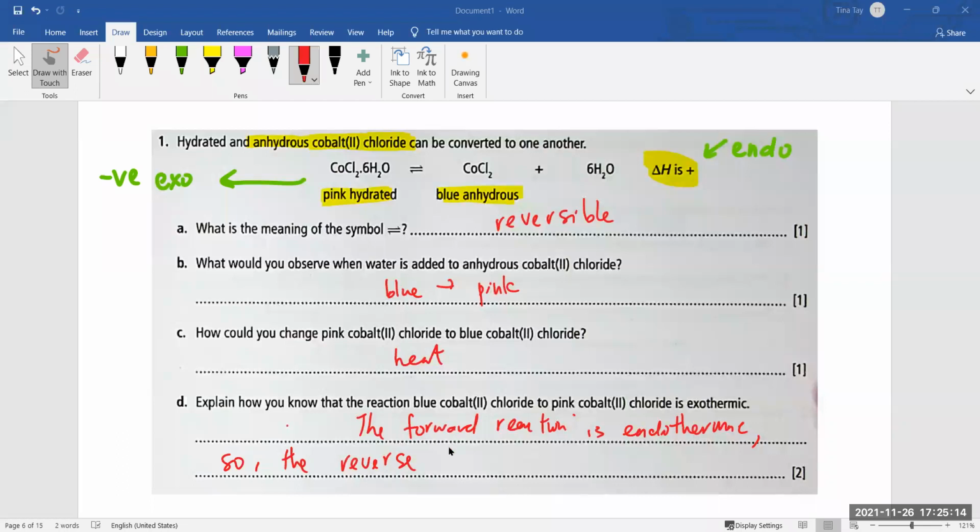Forgot to record, sorry. So forward reaction is endothermic because you see here is a positive, so the reverse is exothermic.